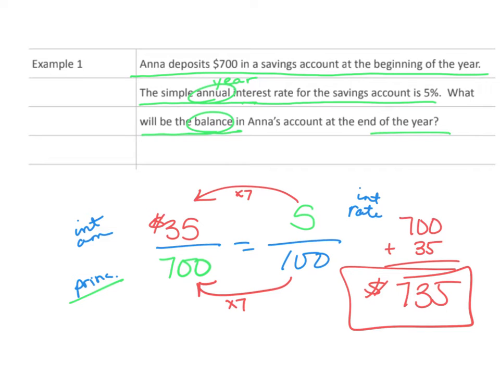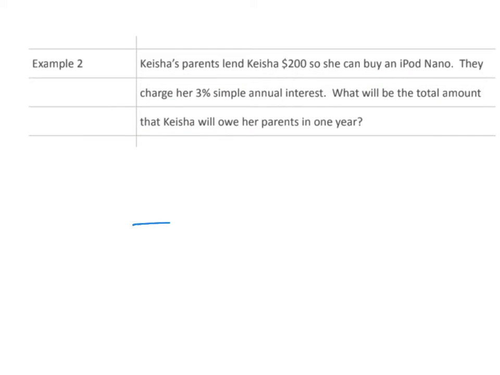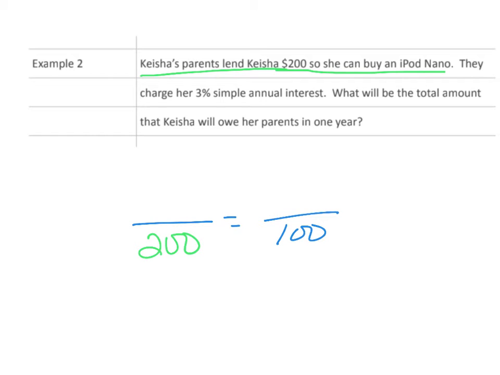Let's do another one. Set up our proportion. Keisha's parents lend Keisha $200 so she can buy an iPod Nano. Forget the oldness of this, but we're going to deal with it. That's how much she borrowed. That's our principal. That is her original amount she borrowed. They charge her 3% simple annual interest. Again, remember, annual means year, so that's our percentage rate. That goes over 100. So let's do the math.